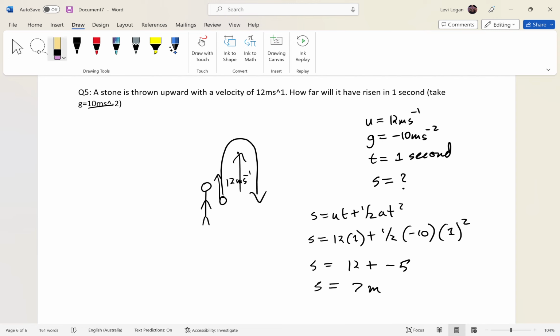That's not necessarily the max height. That's just the distance it's traveled when t equals 1, so after 1 second of being thrown up. So if you tried to use the max height, you probably would have gotten it wrong because we don't know if it's the max height or not after 1 second. Alright, so those are some equations of motion questions.